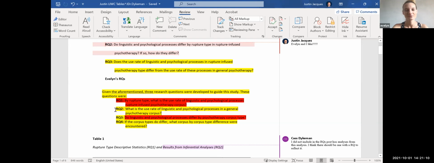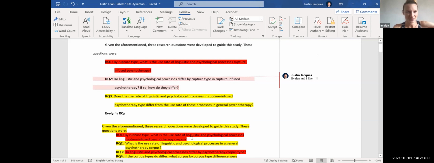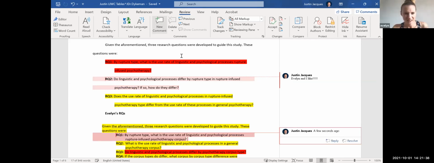Okay, so this question we want to get rid of, right? Well, we are reporting the raw and normalized word counts of the baseline. So in many ways, we can probably wrap up or combine research question 1 and 2 the way that I had phrased them originally, wrap those up into just the first one, like by rupture type, including the general baseline.